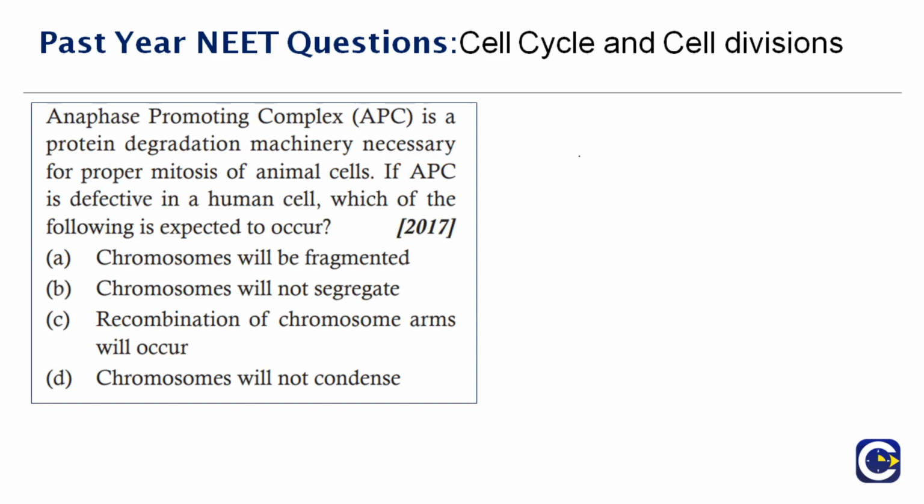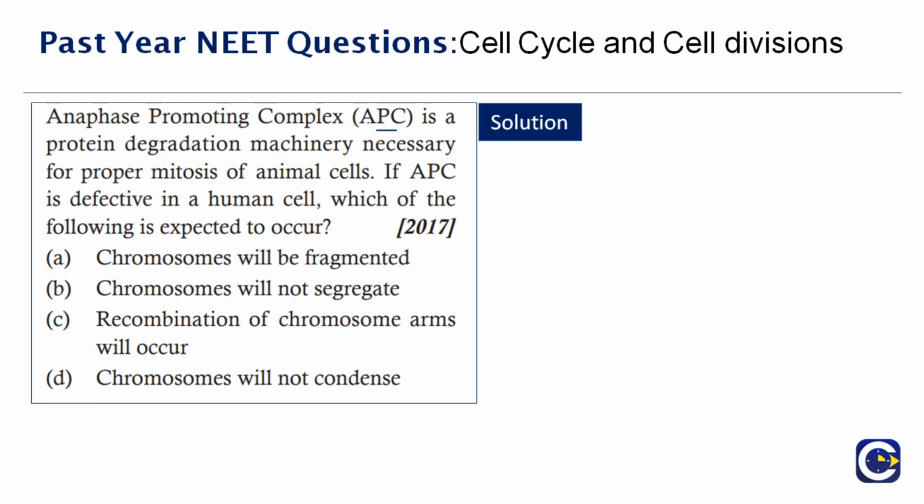Now, next question. Anaphase promoting complex. We already discussed this in the earlier parts of Cell: The Unit of Life. So APC stands for anaphase promoting complex, a protein degradation machinery necessary for proper mitosis of animal cells. Yes, we all agree with that. If APC is defective in a human cell, what will happen? So what is expected to occur? This question was asked in the year 2017. So what will happen if this machinery of APC malfunctions?